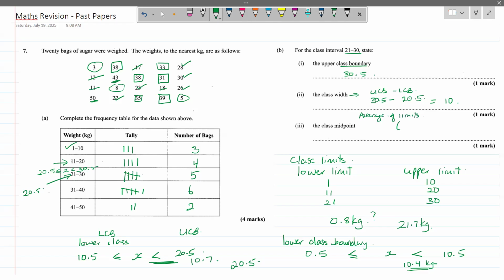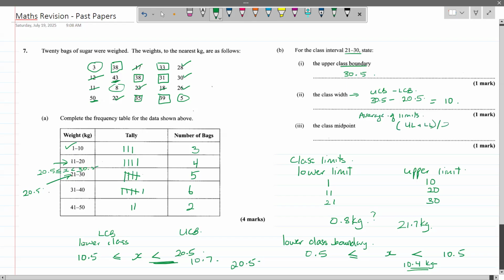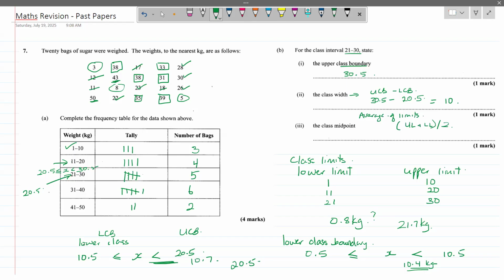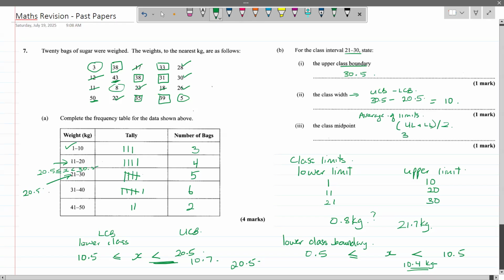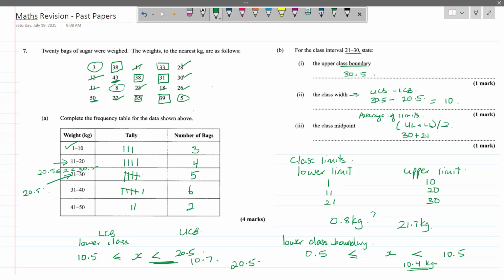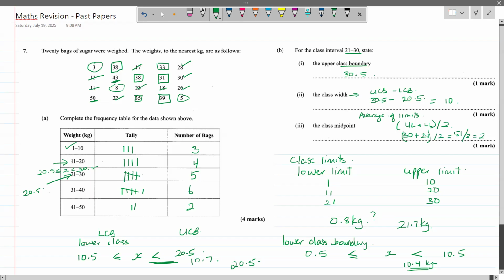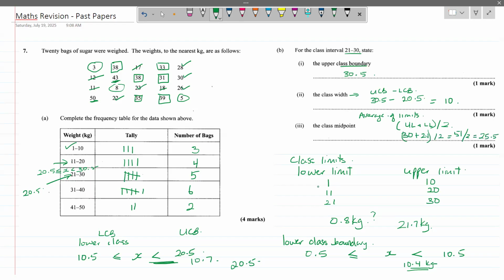So we will add our upper limit and our lower limit and divide that by 2. If we use the same class interval, 30 plus 21 divided by 2, that's 51 divided by 2, that's going to give us 25.5. And that's how we would treat a question like this. Yeah?